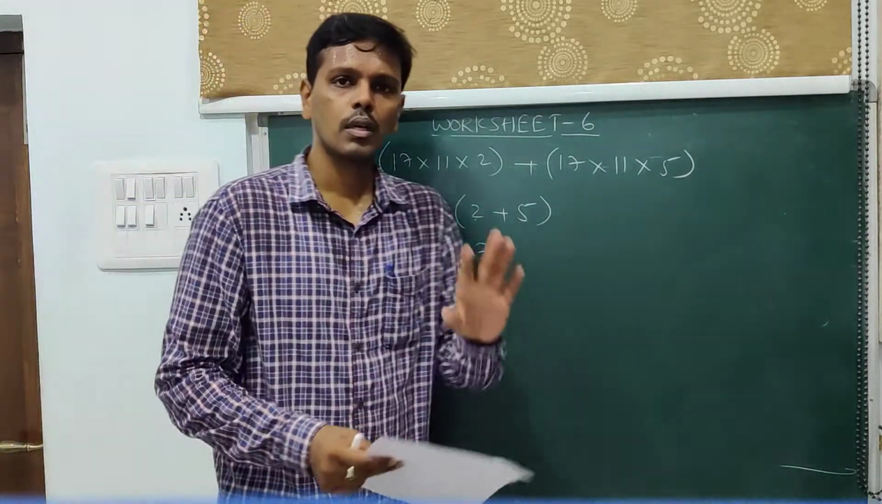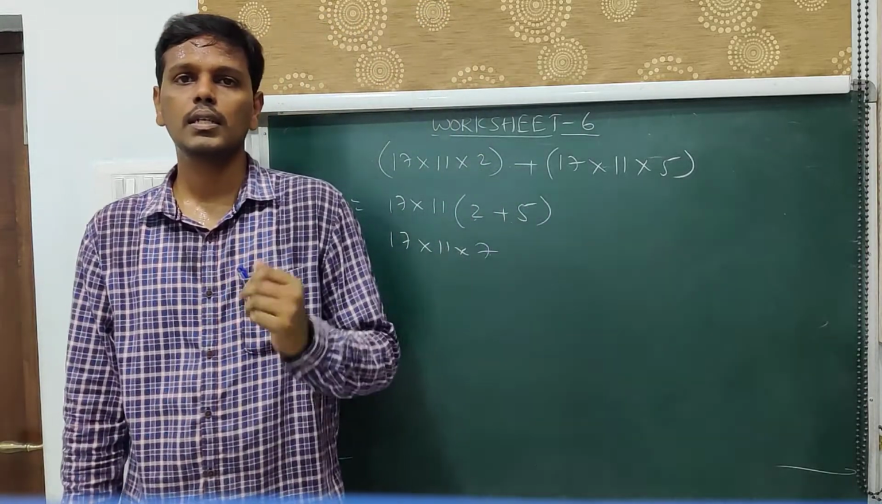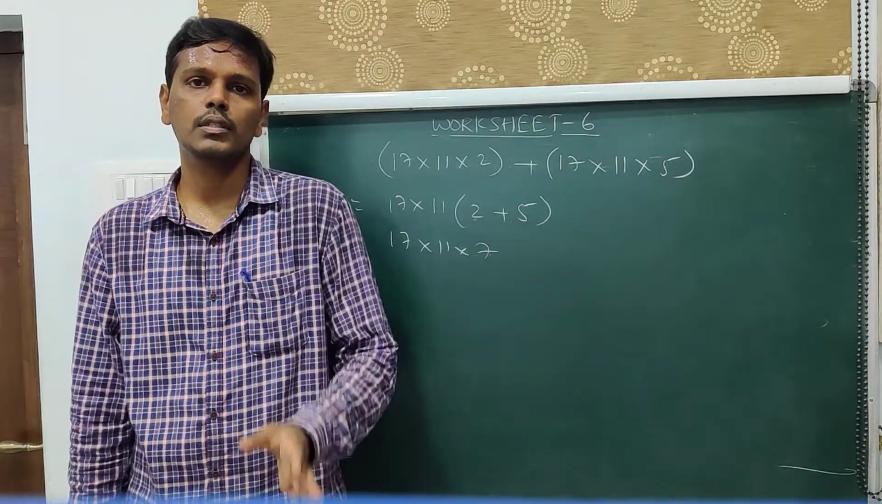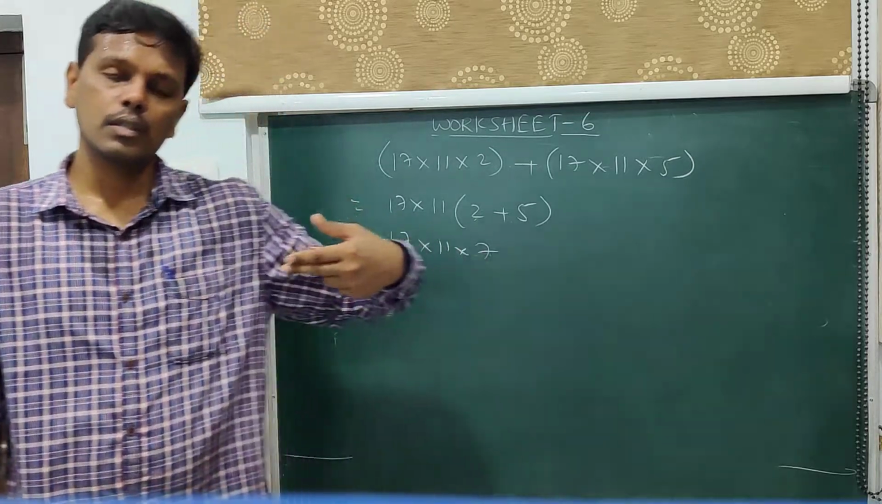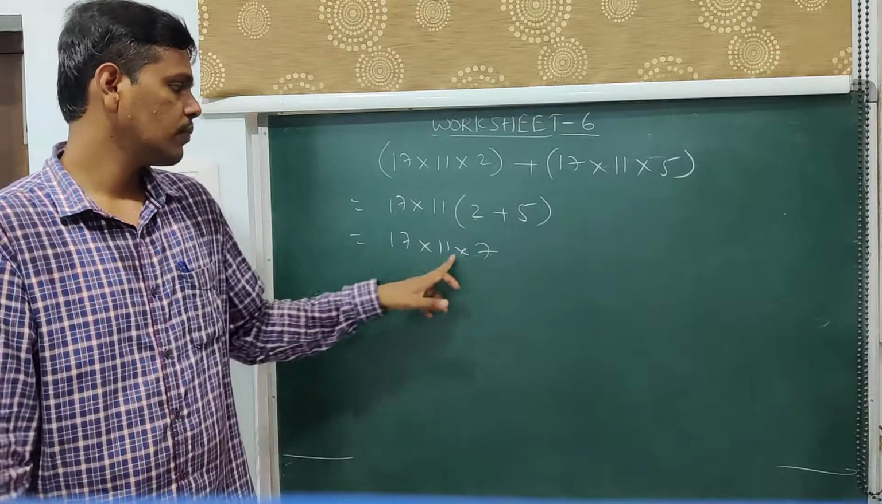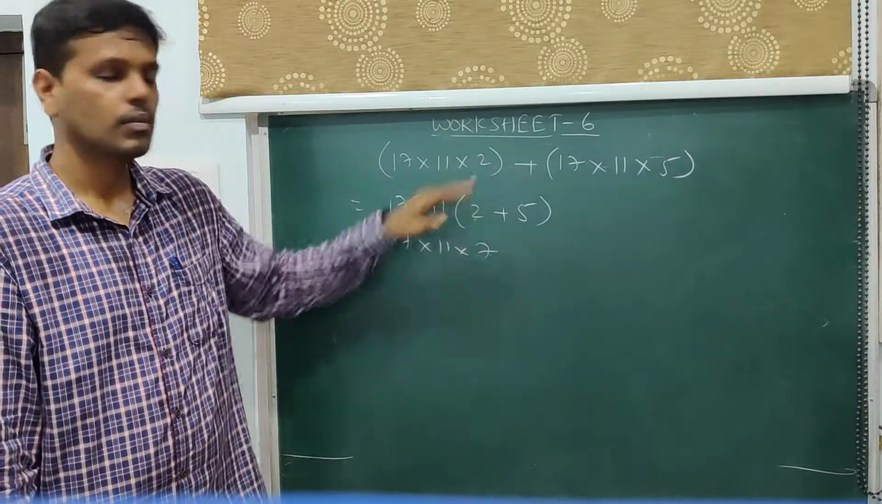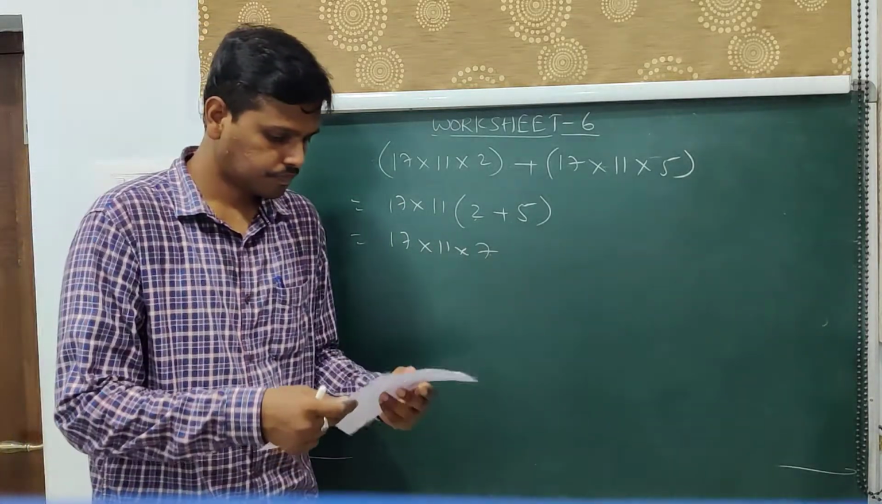So the simple logic is this: if you are able to prove that a given number has got more than 2 factors, it is a composite number. If it has got only 2 factors, it is a prime number. If it has got more than 2 factors, it is a composite number. Here you can clearly see that there are 3 factors for this number, therefore that number is a composite number.